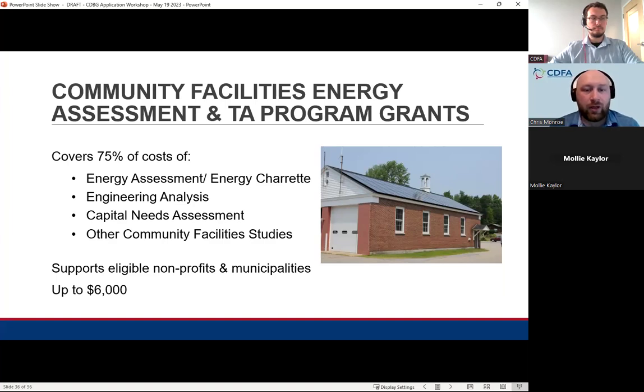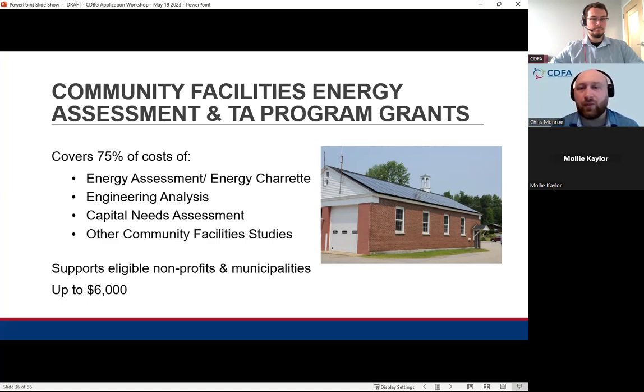One being our Community Facilities Energy Assessment and Technical Assistance Program grant. Eligible municipalities and nonprofit organizations can apply for grants covering 75% of the cost of a community facility study. And this is a very easy application with approval in less than a week. And as it says, it supports eligible nonprofits and municipalities up to $6,000.